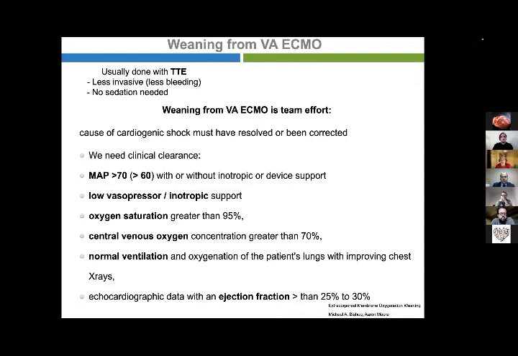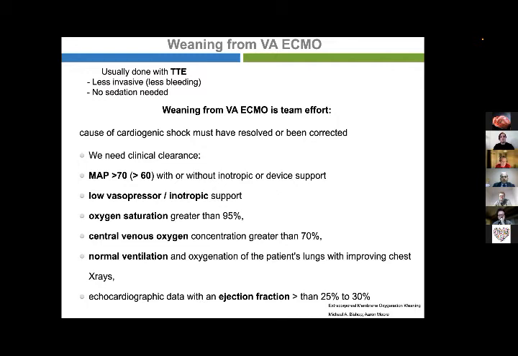When we look at the weaning echo, it's a team effort. The intensivists have to give me the clearance. We have to have a MAP over 70, over 60 millimeters mercury, with a reduced dose of inotropics or device support. We have to have a good oxygen saturation greater than 95%. Central venous oxygen has to be greater than 70%. And we need to have normal ventilation and an improving chest X-ray.